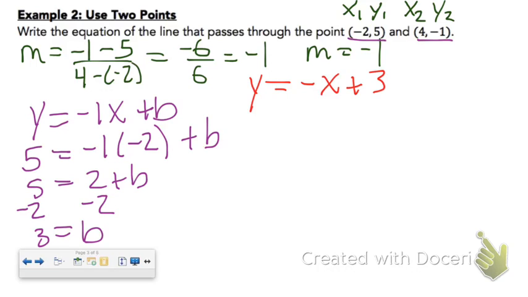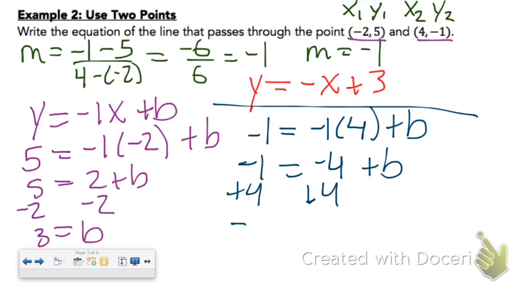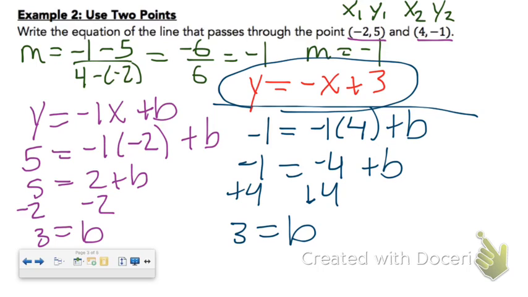But just so you can see that it doesn't matter which point, I'm going to go ahead and try the other one just to prove it to you. So if I plug in -1 equals -1 times 4 plus b, this is separate. Remember, I already got my answer. -1 equals -4 plus b. Add 4 to both sides. -1 plus 4 is 3. So in the purple and the blue, you can see it doesn't matter which point you plug in. You can still find b. But the end goal is our red equation. y equals mx plus b. So y equals -x plus 3.